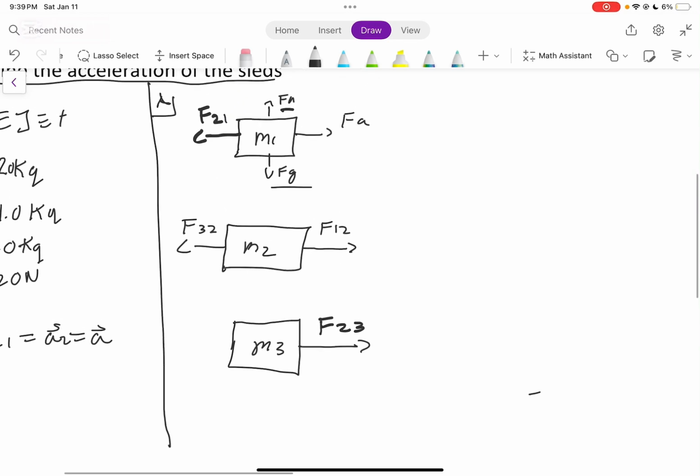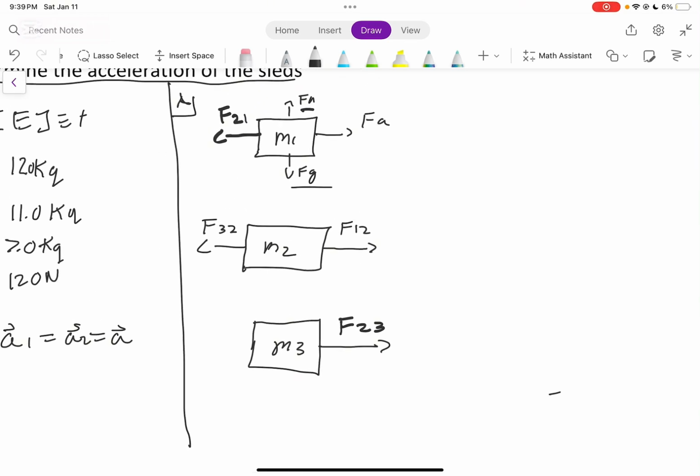Now that we have this, we can start to put in what our forces are and how this will really matter in the end. So we can put in the equation. So we know that force net, or net force, is going to be equal to the force applied plus the force of 2 on 1.